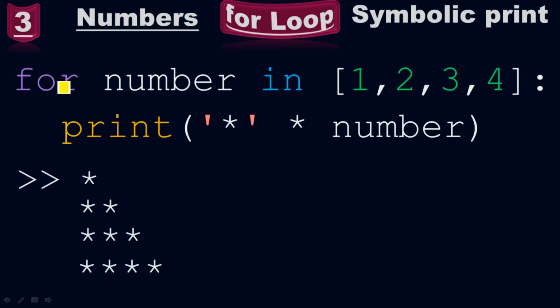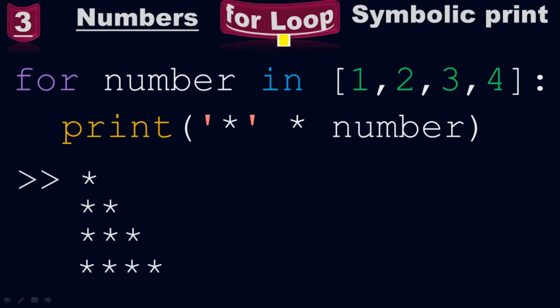So when the for loop iterates on 1, 1 times asterisk will be 1 asterisk here. And when it iterates on 2, the number is 2 here, therefore 2 times asterisk will be 2 asterisks here. I repeat it. Instead of showing the number, we will have asterisks, the symbols, in the output.